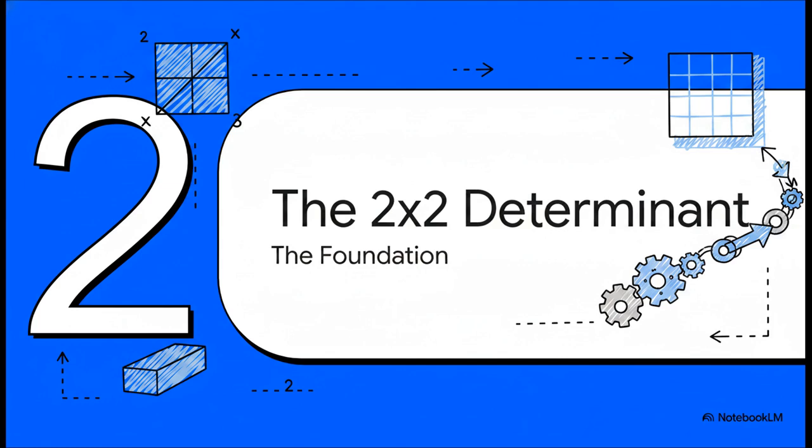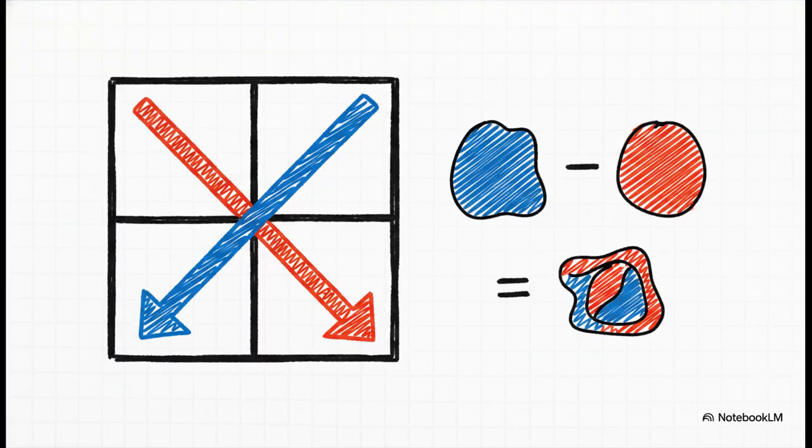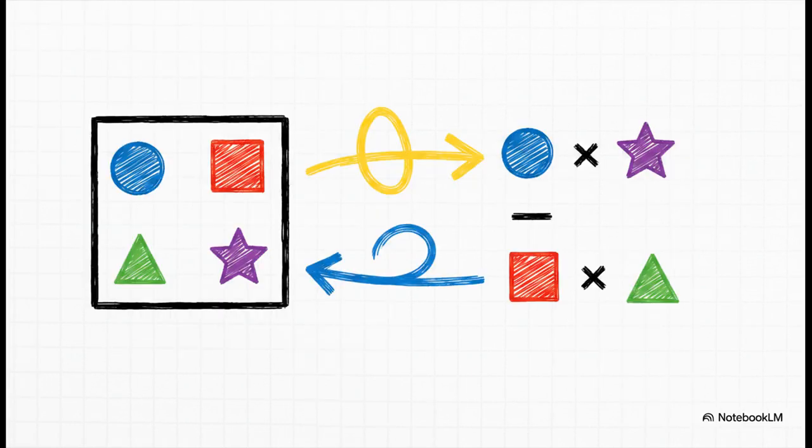Okay, before we can tackle the 3x3 mountain, we have to start with the 2x2 foothill. Trust me, mastering this little guy is the key to everything else, and luckily, it's way easier than it looks. The method is super visual. All you have to do is picture a big X drawn right over the four numbers. We're going to multiply down one way, and then multiply down the other way, and subtract. That's it.